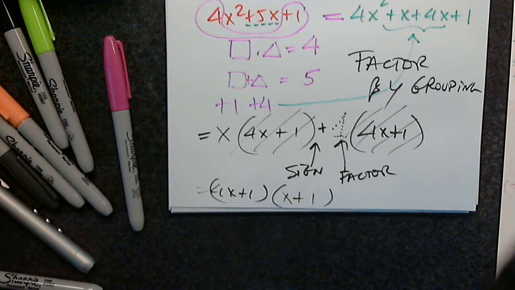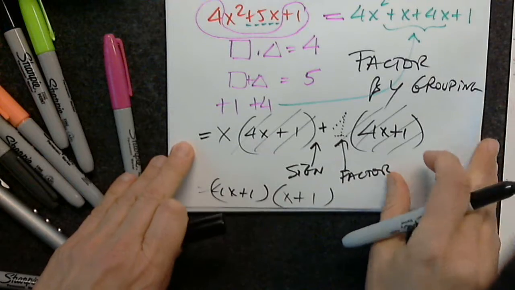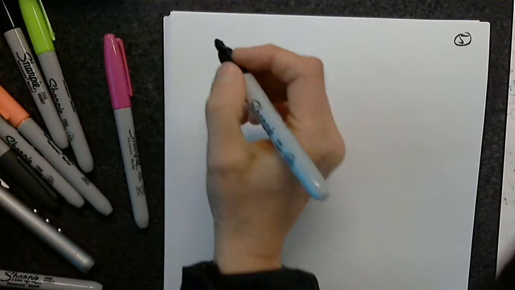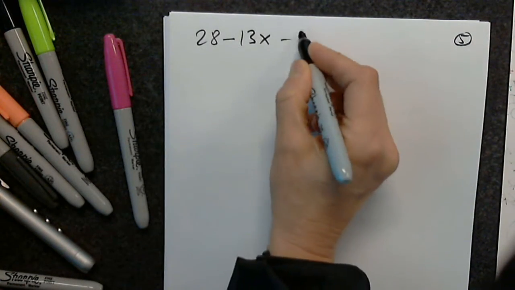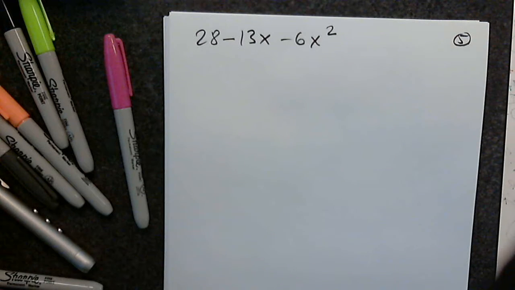More examples. We need to practice this. This is the most difficult one. 28 minus 13x minus 6x squared. And of course, the larger the numbers, the more difficult it is to find those numbers.